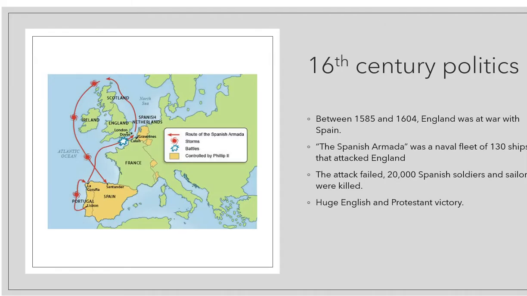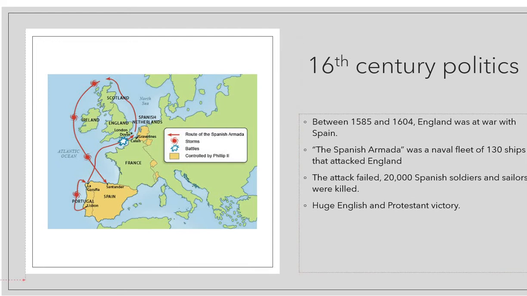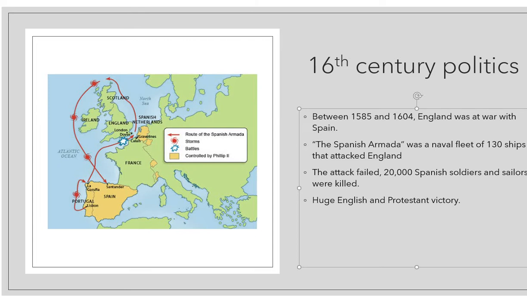So first, in order to understand why the play was written, we have to understand 16th century politics. In the 1500s, between 1585 and 1604, England was at war with Spain. There was the very famous Spanish Armada, which was the largest naval fleet of the time, and it consisted of 130 ships and over 20,000 Spanish soldiers. This was supposed to be an overthrow of Queen Elizabeth I in England, who was a Protestant, and this was supposed to be a very decisive attack.